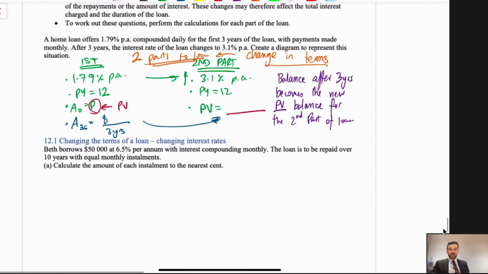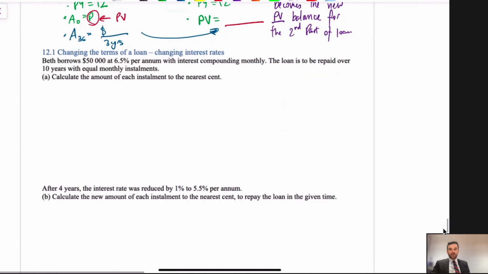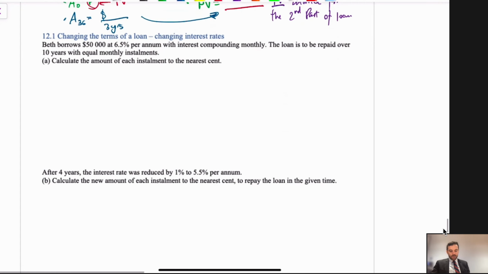Okay, let's go on to 12.1. Changing the terms of a loan, changing interest rates. Beth borrows 50K at 6.5% per annum with interest compounding monthly. The loans will be repaid over 10 years with equal monthly instalments. Okay, so calculate the amount of each instalment to the nearest cent.